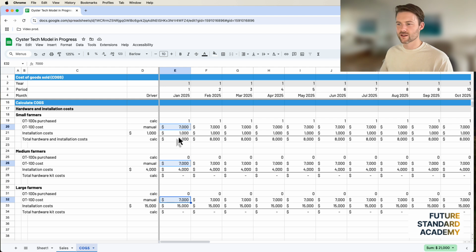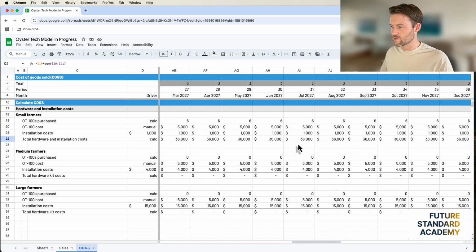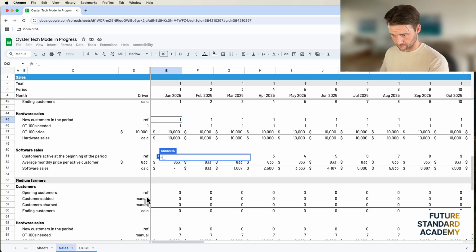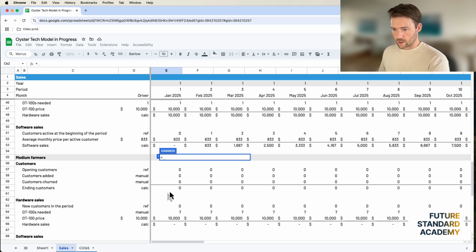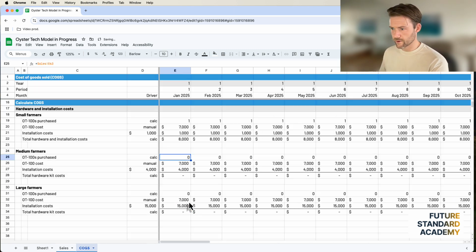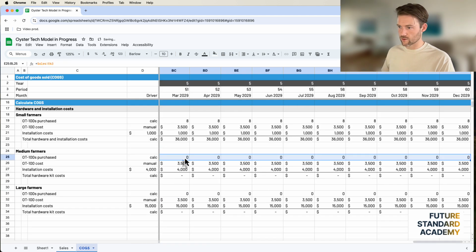But what changes is two things. The installation costs are going to be different for small, medium, and large farmers. And the number of units purchased is going to change fairly dramatically. So if I just go over, I haven't linked it up yet. One second. So for medium farmers, I'm going to go over here to the OT100s needed in the period. And then the same goes for large. Okay, we're going to fill these over.